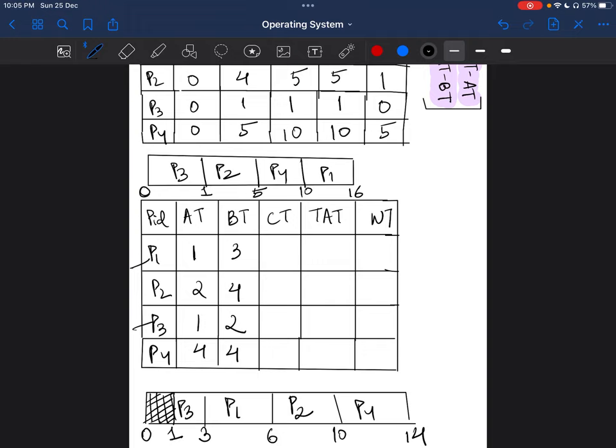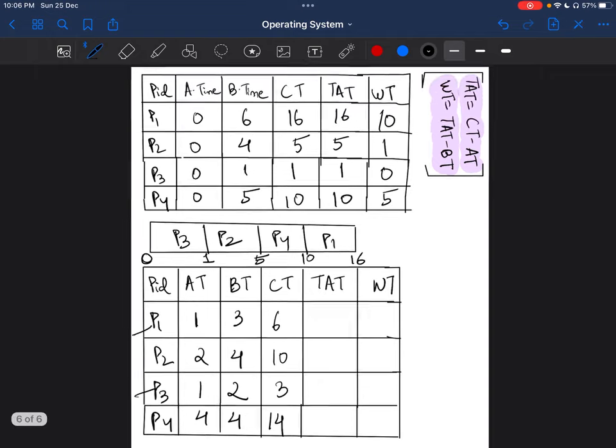Now we'll completely write out the completion times. P1 completion time is 6. P2 completion time is 10. P3 completion time is 3. Always remember, guys, this is the completion time, the point where the process has completed. Now P4 has completed at 14.